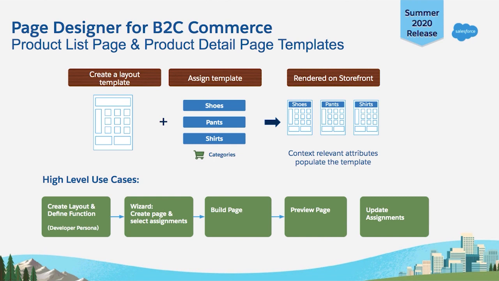In this demo, we're going to show how easy it is to create product list pages and product detail pages, using the same drag and drop principles inherent to Page Designer. First, you can choose pre-built layout templates, or developers can build their own templates. Next, merchandisers can use the easy-to-use wizard to assign these templates to categories. Lastly, you can easily build the page, preview the page, and publish to the storefront. Let's see this in action.